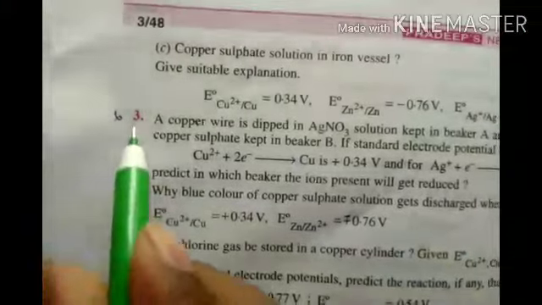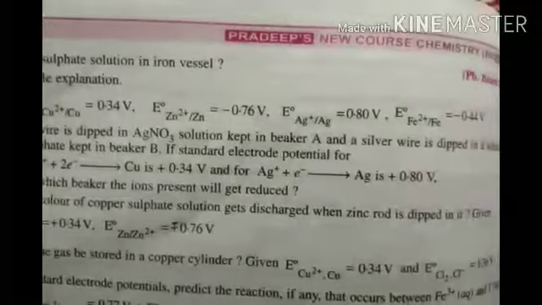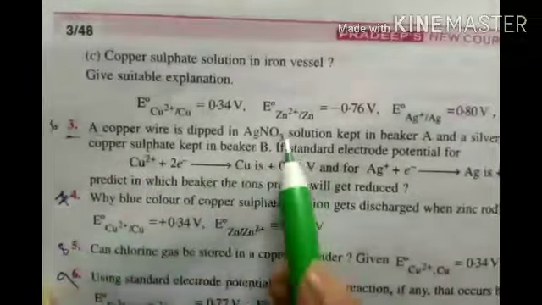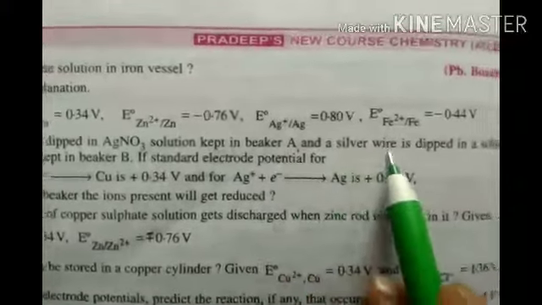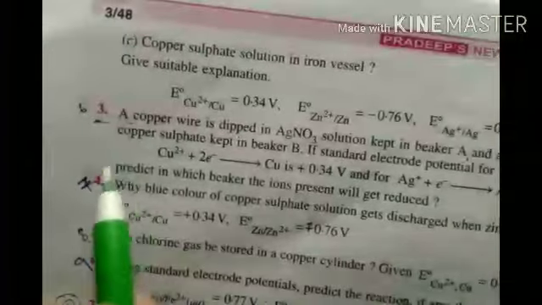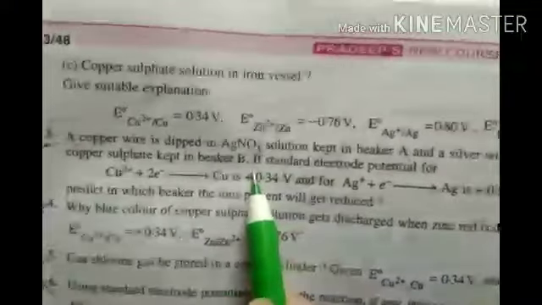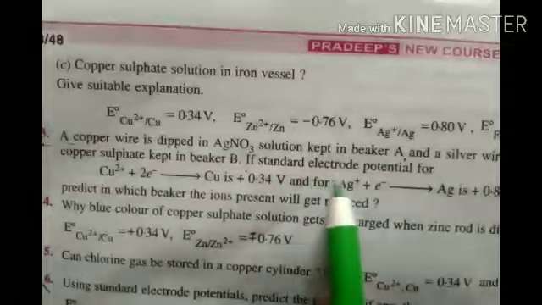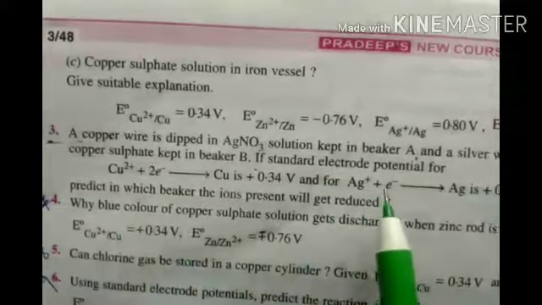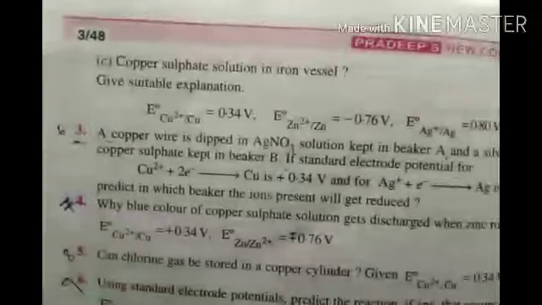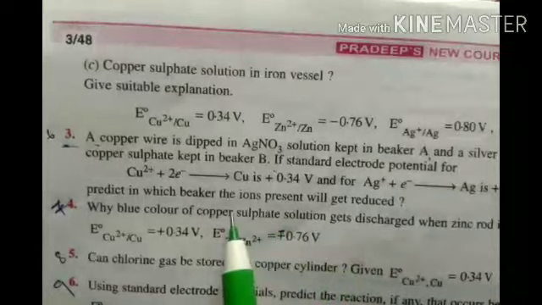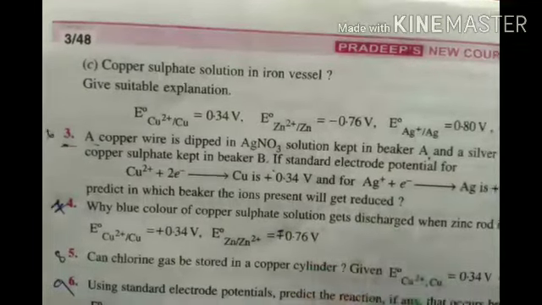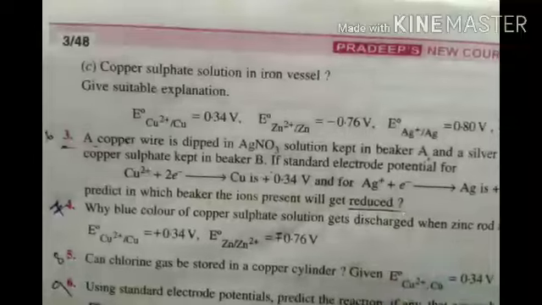Third one is the sixth question. A copper wire dipped in AgNO3 solution is kept in beaker A, and a silver wire is dipped in copper sulfate solution kept in beaker B. If the standard electrode potentials for Cu and Ag are given, predict in which beaker the ions present will get reduced. Which beaker is reduced? That is the question.